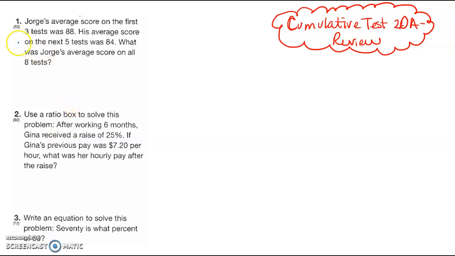George's average score on the first 3 tests was 88. His average score on the next 5 tests was 84. What is his average score on all 8 tests? You can see I circled all of the numbers. Whenever we do an average problem, I always write the average formula, which is the sum over how many, because I want to make sure that I am using the right numbers for each part of the formula.